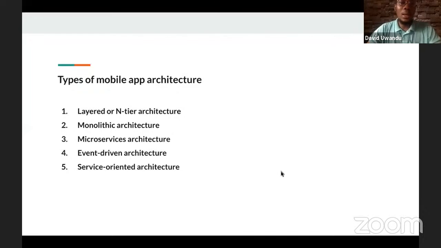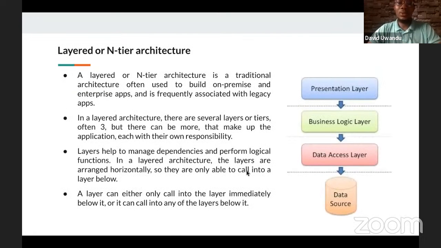So let's look at the types of mobile app architecture. We have the layered, we have monolithic, we have microservices, which most of us are familiar with. We have event-driven and we have service-oriented architecture. So a quick look at layered architecture.